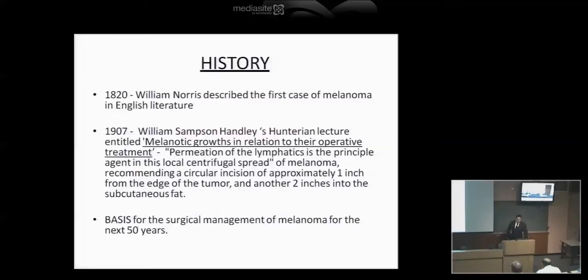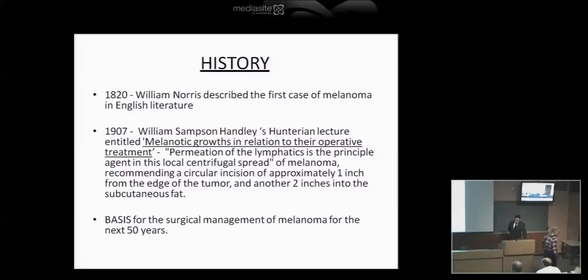The first case of melanoma in English literature was described in 1820. It's pretty interesting that in England, the Royal College of Surgeons actually has named a society after John Hunter called the Hunterian Society. There's a museum in England as well after his name. And every 2 years, they have a lecture, a very prestigious lecture, which is called the Hunterian Lecture.